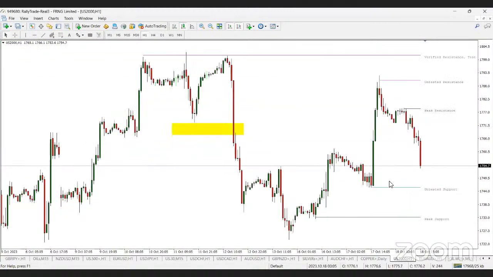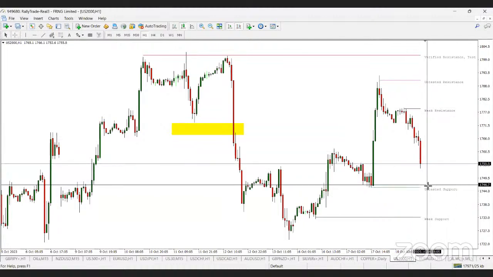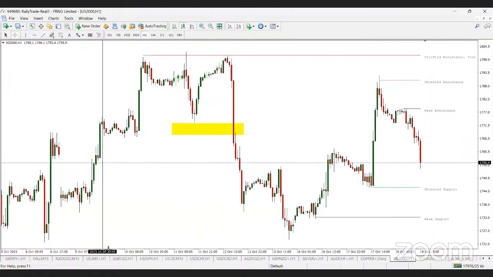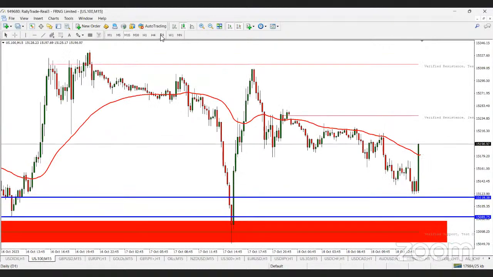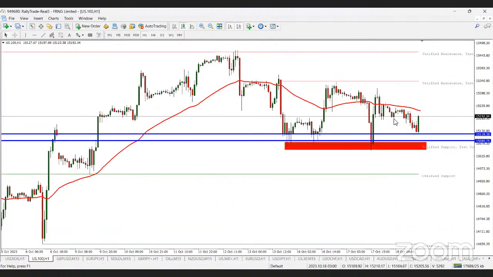US 2000 will likely continue falling up to this untested support here, which is around 1746. 1746 is likely going to keep selling around there. So if that's the case, even US 100 that is just pushing up like this has hit its own support. It didn't get up to this verified support. I wish it did before pushing back up. I really wish it did, but I know that US 100 is still likely going to fall.